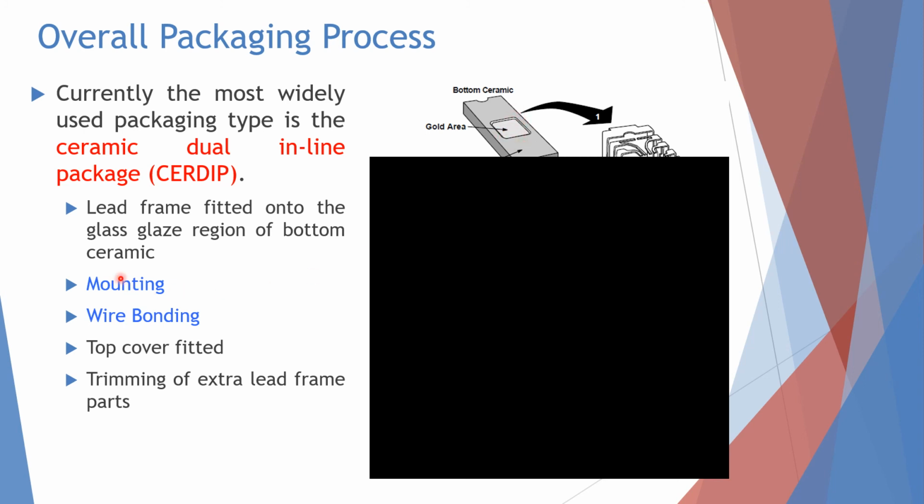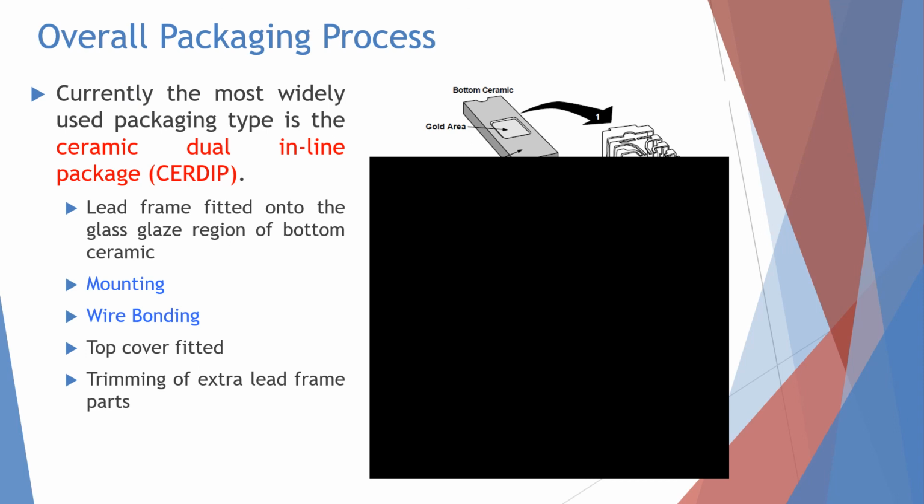Then it will be the mounting process. We do the mounting, and then there will be a wire bonding process, or a flip chip. Then the top cover is fitted. The process is we cover the chip. The top cover is fitted, and then trimming of the extra lead frame part if required.